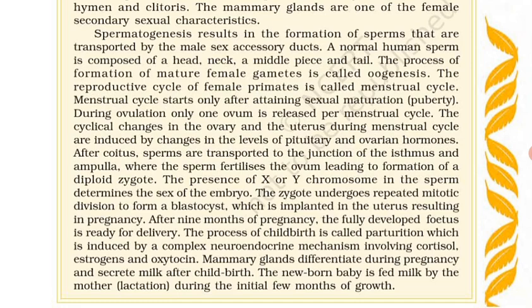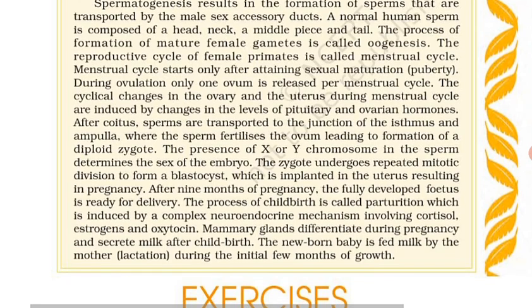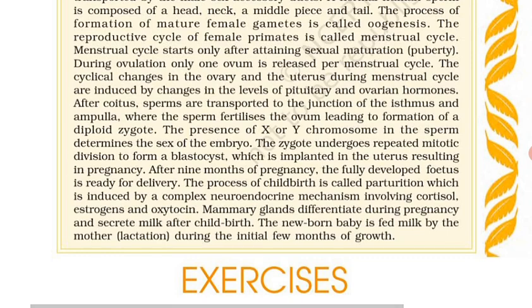After coitus, sperms are transported to the ampulla, where the sperm fertilizes the ovum, leading to the formation of a diploid zygote. The presence of X or Y chromosome in the sperm determines the sex of the embryo. The zygote undergoes repeated mitotic divisions to form a blastocyst, which is implanted in the uterus resulting in pregnancy.